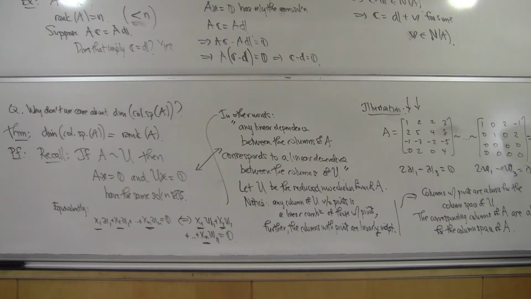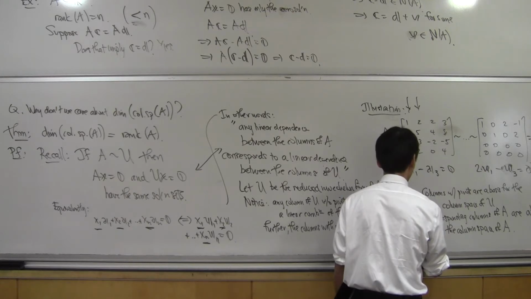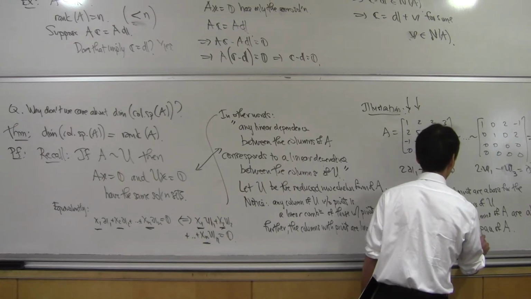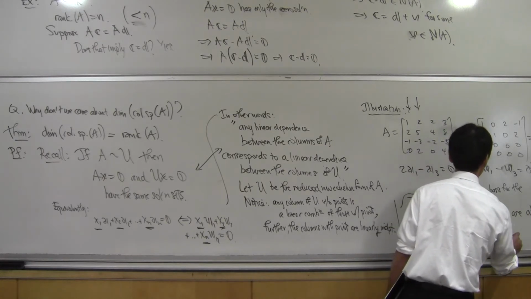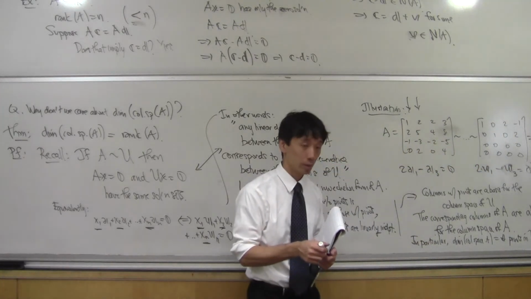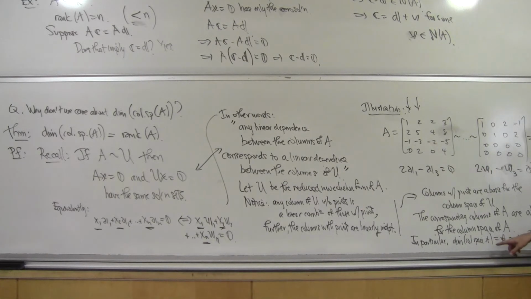Okay. So what does that tell you? That in particular, the dimension of the column space of A equals the number of pivots in U. The dimension of the column space of A is going to be 2, the number of pivots. But we said earlier that the number of pivots is the same thing as the dimension of the row space. So the dimension of the row space and the dimension of the column space are the same.